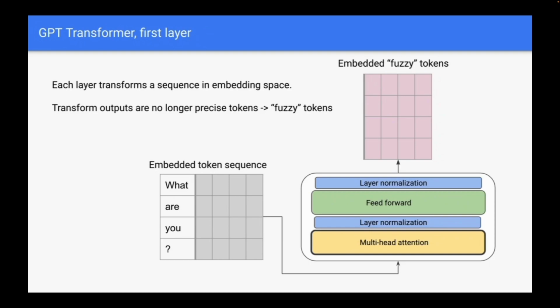What comes out of this is the same dimension, so it's in the embedding space, but each row doesn't correspond with a token anymore. It's something else. It's a fuzzed out token, right? It's no longer just a word. So I'm calling these fuzzy tokens. You could conceptualize it different ways, but think of them not quite as words, but interpolations between words. They're fuzzy.